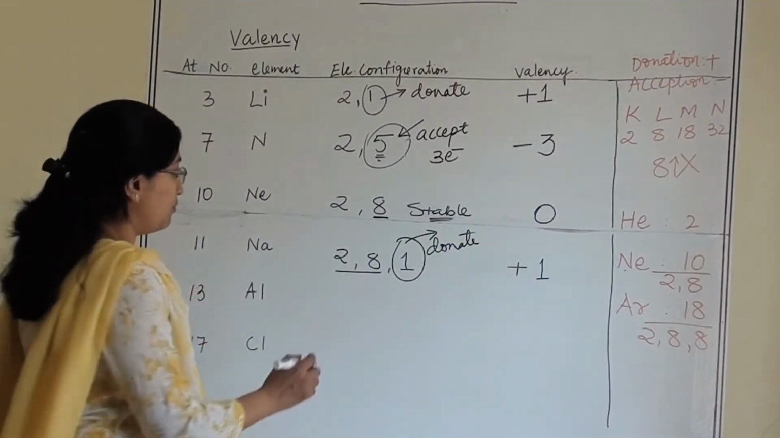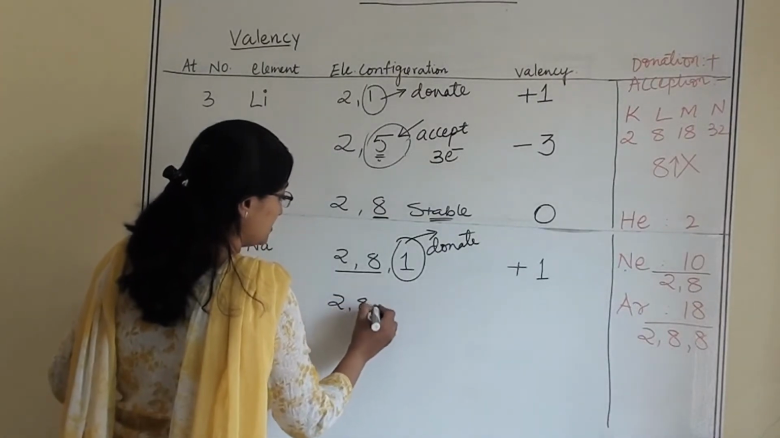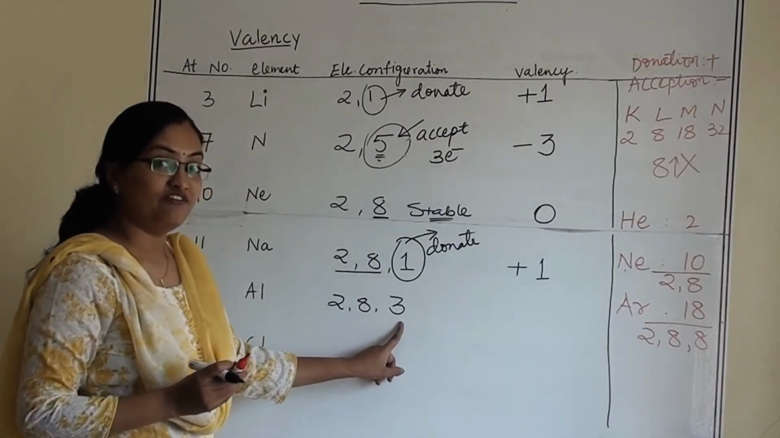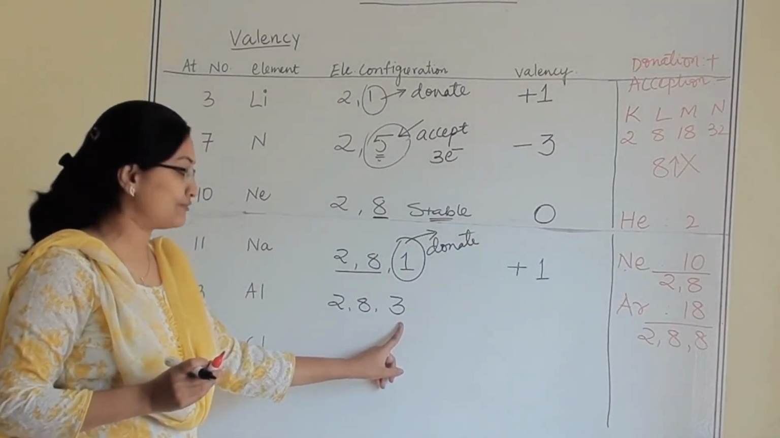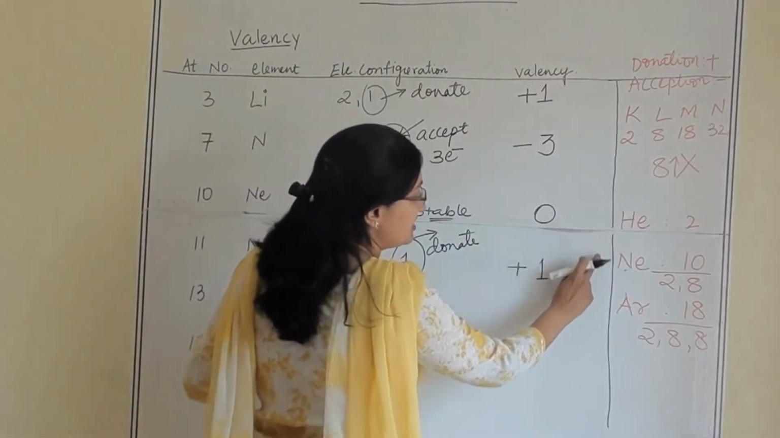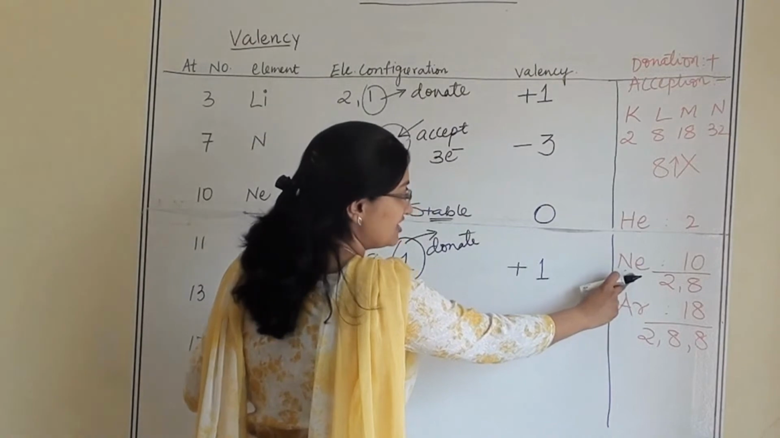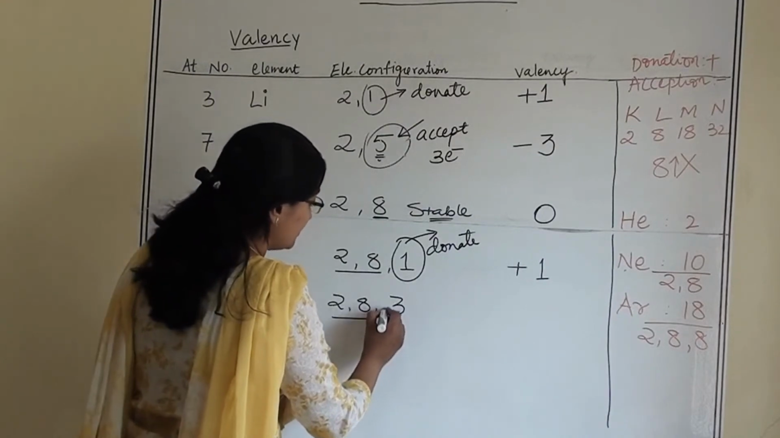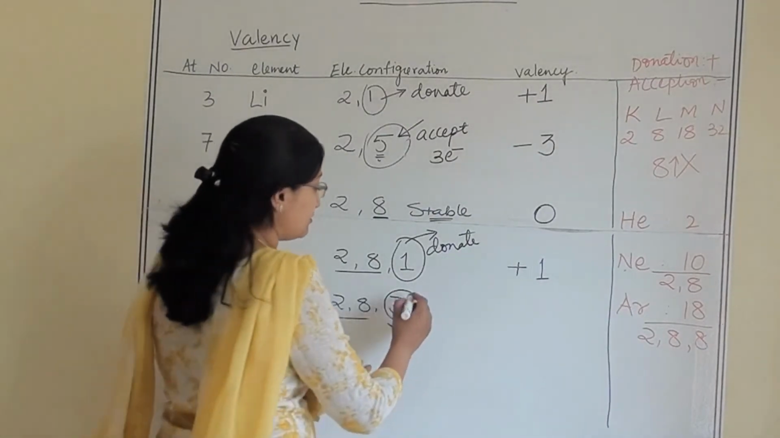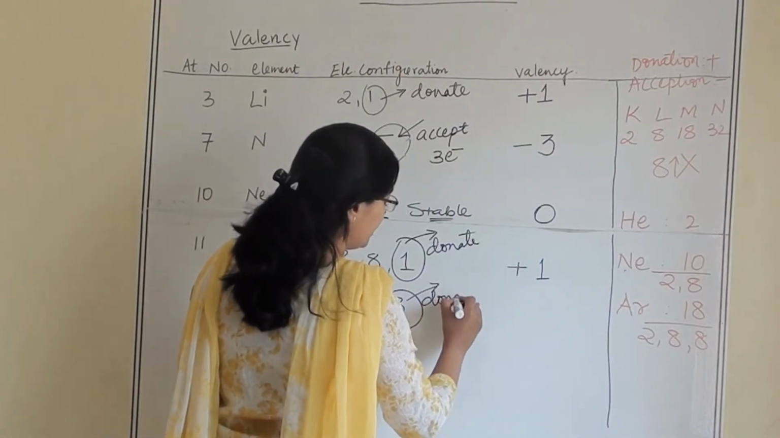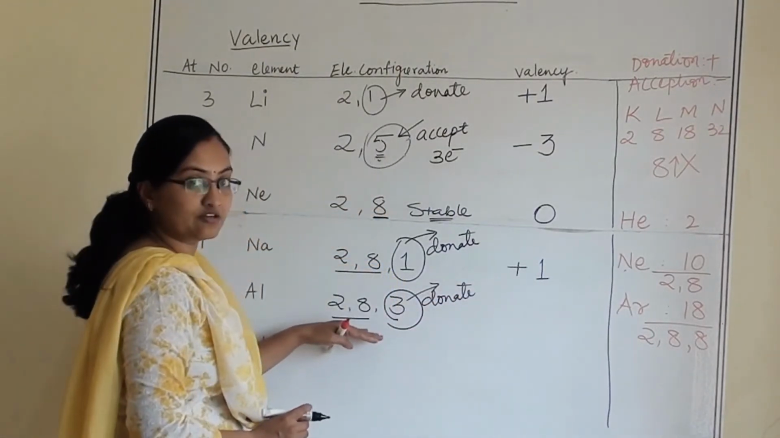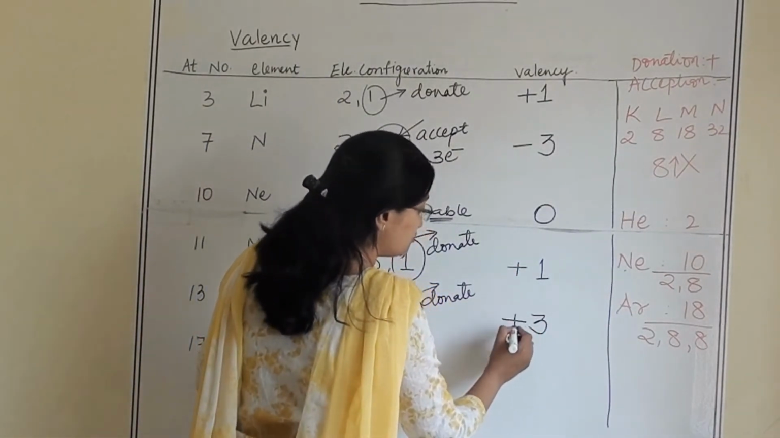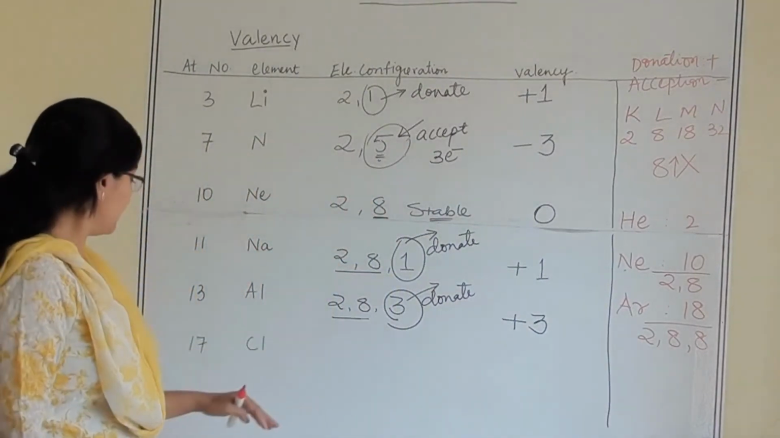Now aluminium. What will be the electronic configuration of aluminium? 2, 8, 3. What is the atomic number? 13. So 2, 8 and 3. The valence shell has how many electrons? 3 electrons. So which one will be the nearest noble gas? Neon is the nearest noble gas. If it wants to be like neon, then it has to do something with these 3 electrons. So what will it do? It will donate 3 electrons and acquire a stable electronic configuration like neon. 3 electrons will be donated, and since they are donated, the charge will be plus.